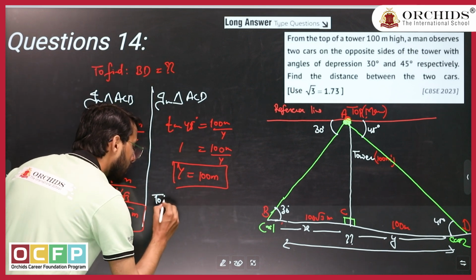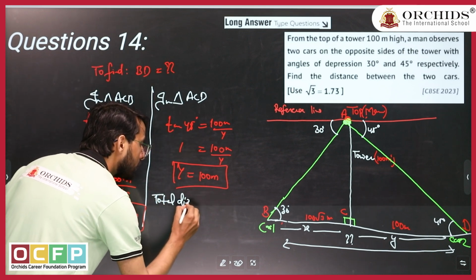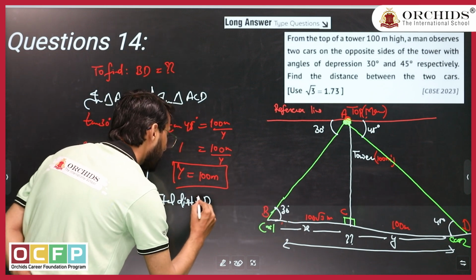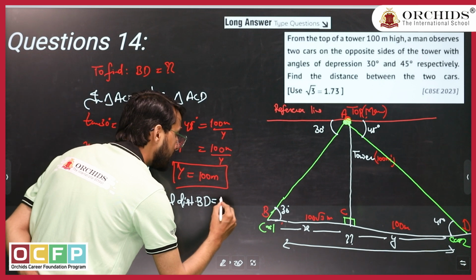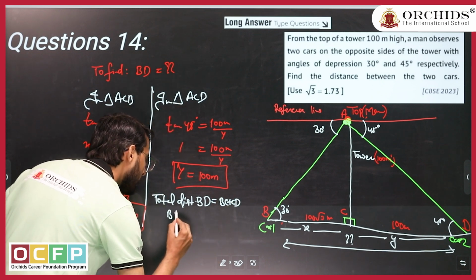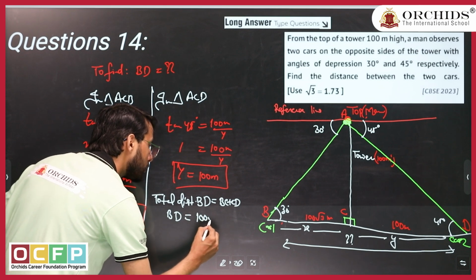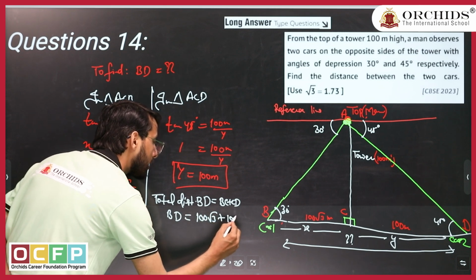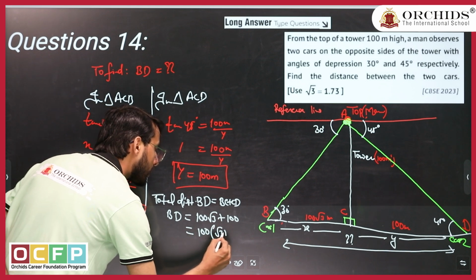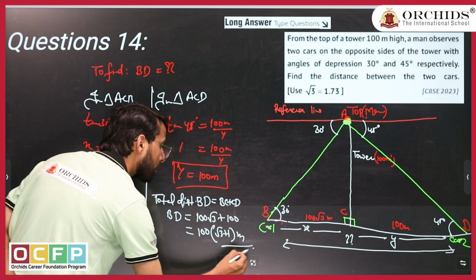So total distance is nothing but B to D, and BD is nothing but B to C plus C to D, which is BD equals 100 root 3 plus 100. You can see 100 is common in both: 100 times root 3 plus 1 meter. This is your final answer.